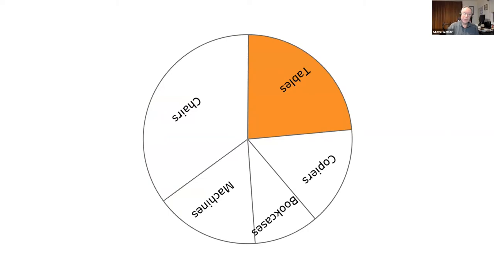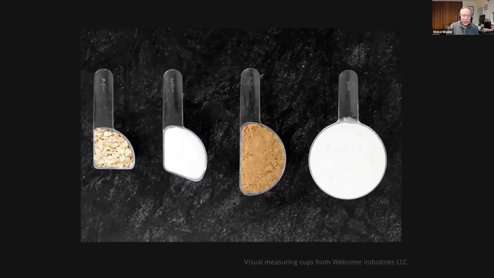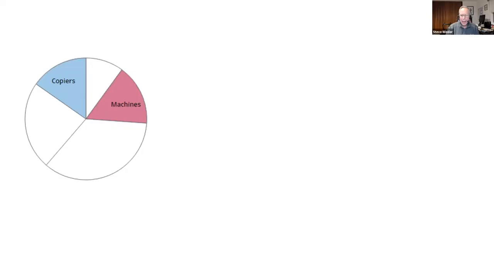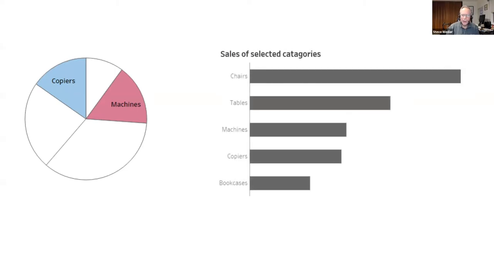By the way, I'm clueless about machines and bookcases and copiers. This is why, with pie charts, these measuring cups are an instant and brilliant read. This comes from Welcome Industries, and I think that's just so cool. But now let's go back to the flaws with pies and where bars work better. Which is bigger, copiers and machines, and how much bigger are those? And it's like, oh man, that's really hard to tell. But if I do this as a bar chart, oh my God, it's ridiculously easy.